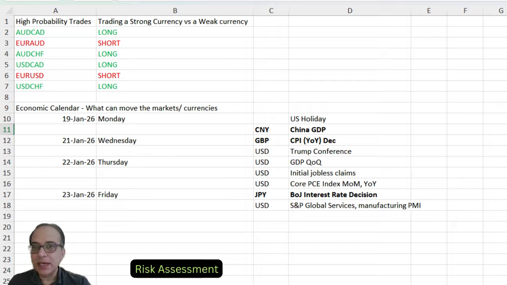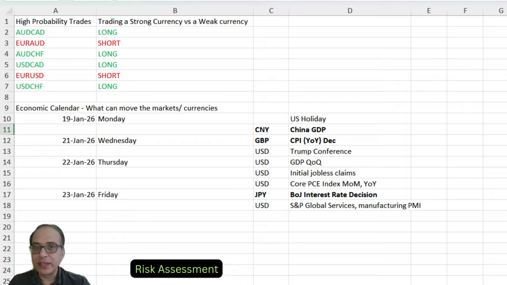In terms of the economic calendar, what can move the markets? There are different pieces of news that are coming in on Monday, Wednesday, Thursday, and Friday next week, which would keep the markets active. So the initial part of the week, the US, it's a holiday, but there is news from China which will come out, which will move the Chinese indices and the Chinese yuan. Wednesday, there is the CPI for the UK, which would move the pound pairs.